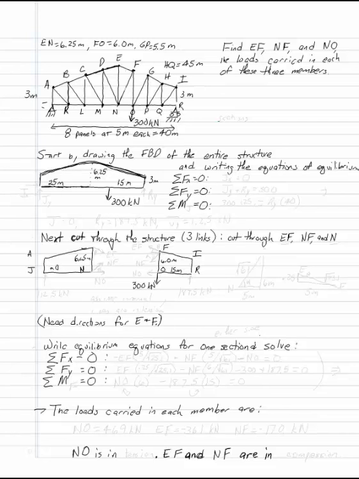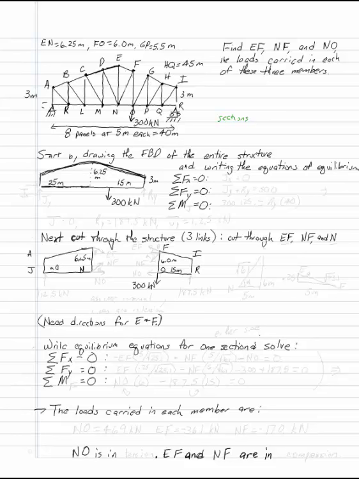Find EF, NF, and NO. These are the loads that are carried in each of these three members. Now this is a great big old truss, and to do this by the method of joints would be long and involved. So we're going to use the method of sections instead, especially since we're only looking for three individual members, and they exist along a single cut.